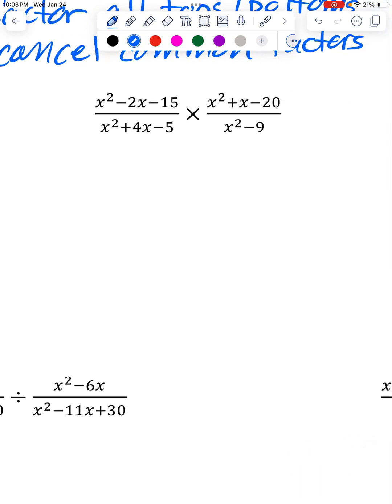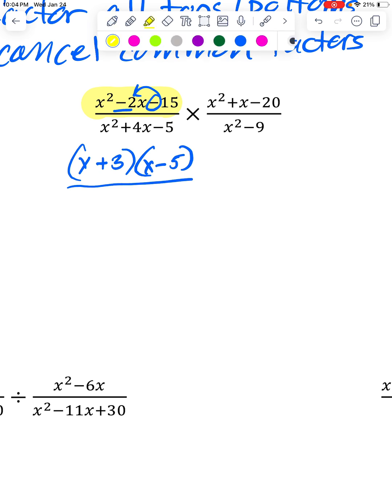This one, again, looks overwhelming, but what we have to do is factor each piece. So let's factor this. I need 15 in a way that subtracts to be 2. So that's going to require a 5 and a 3. To get a negative 2, I'll need a minus 5 and a positive 3. How about if I factor this bottom left? In the bottom left, I need a 5 in a way that subtracts to be 4. So the only way to get 5 is 1 times 5. For it to be a positive 4, I'll need a plus 5 and a minus 1.